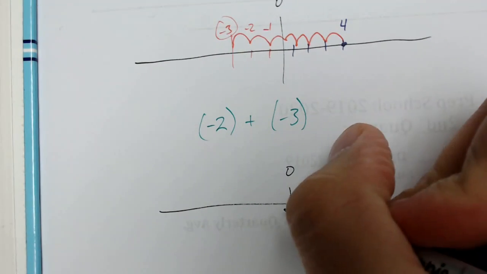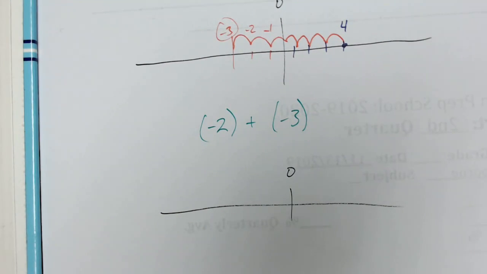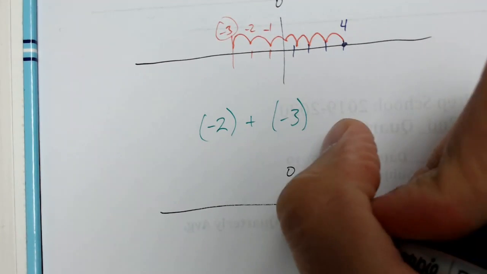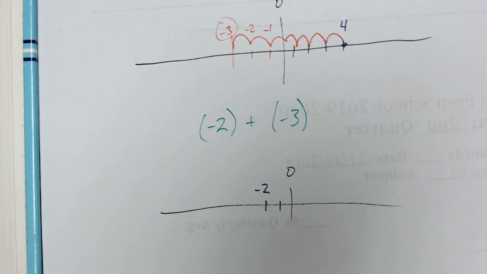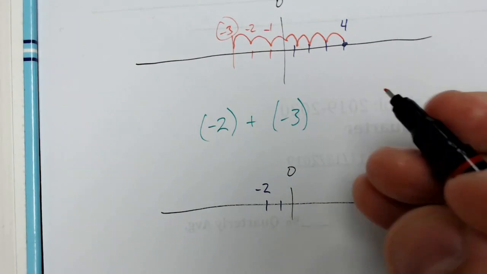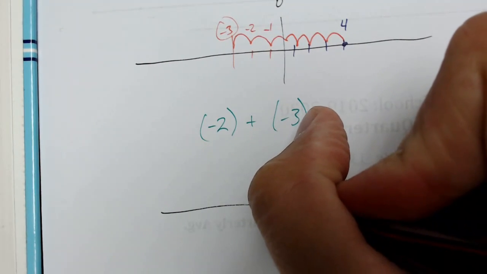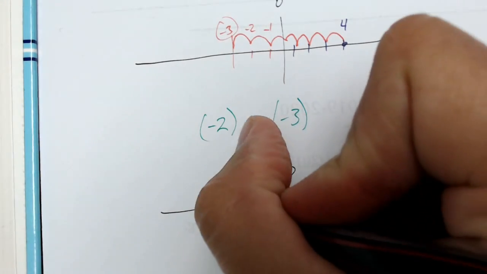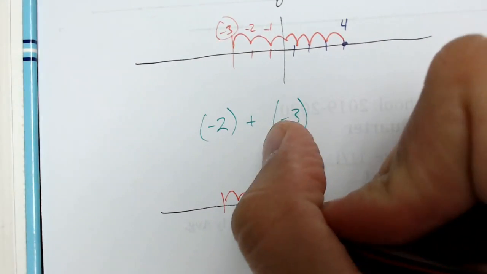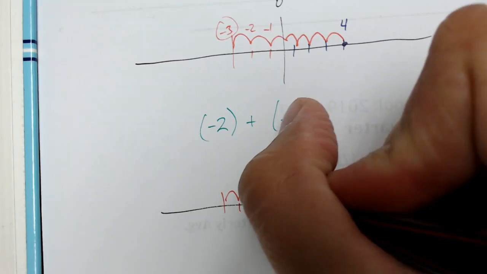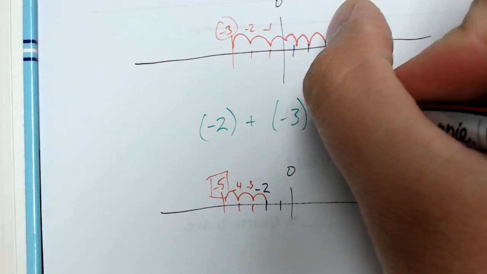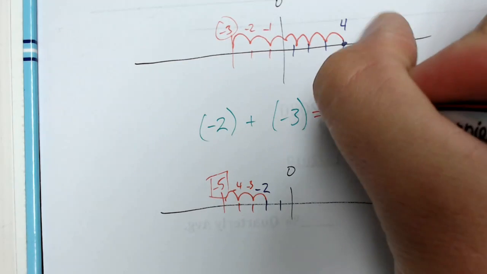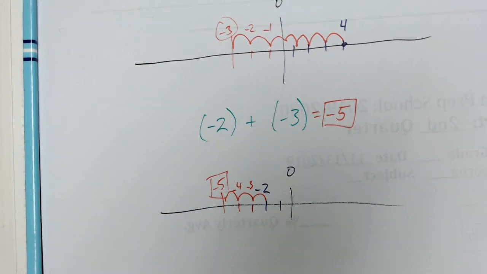0, and then I'm going to go negative 2 spaces. Negative means left, so I go 1, 2. I'm at negative 2, and then I'm adding negative 3, so I have to go another 3 spaces to the left. 1, 2, 3, and that will be my answer, whatever that number is. So let's fill in these spaces. That's going to be negative 3, negative 4, negative 5. So that is my answer. That equals negative 5, and it's that simple.